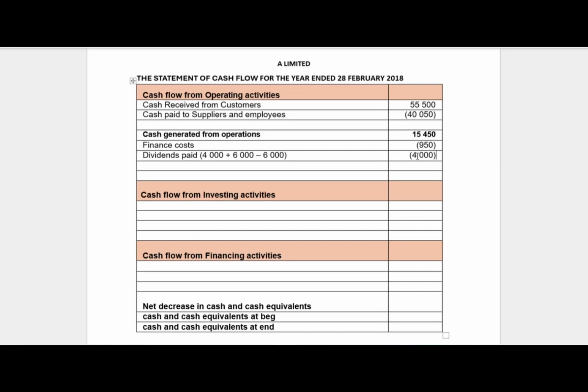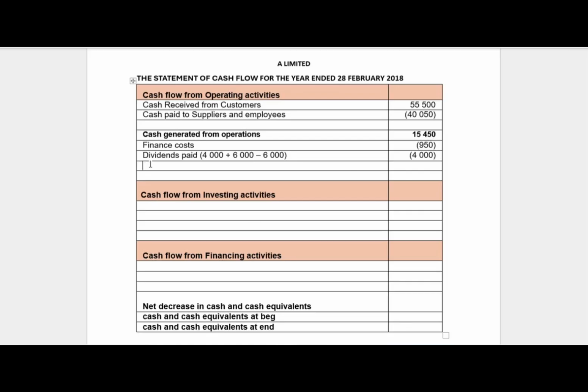Okay, then you put it in brackets because it's an outflow. But inflows, you don't put in brackets. Like cash received from customers is an inflow, we don't put brackets right there, right? Like cash generated from operations is an inflow, we didn't put brackets right there. So I hope you guys are following, all right?